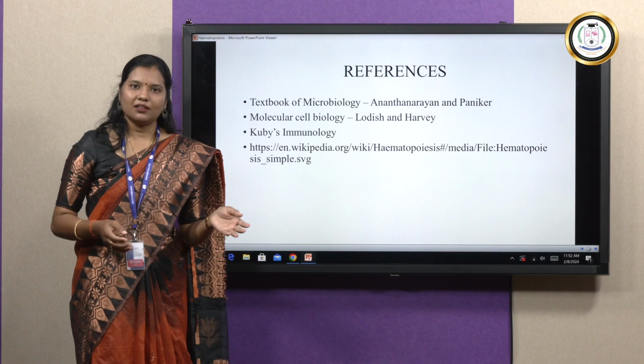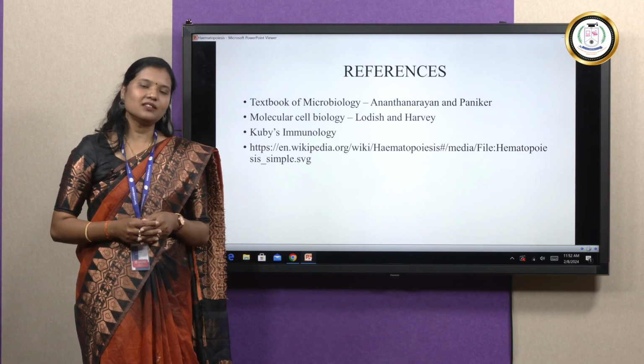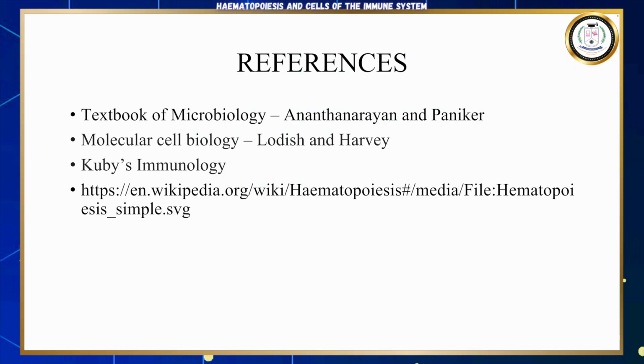So that's all about hematopoiesis and the cells of the immune system. I've added the references here, and I've mostly referred to the textbook of microbiology by Jayaram Paniker and Ananthanarayan, and also molecular cell biology by Lodish and Harvey.